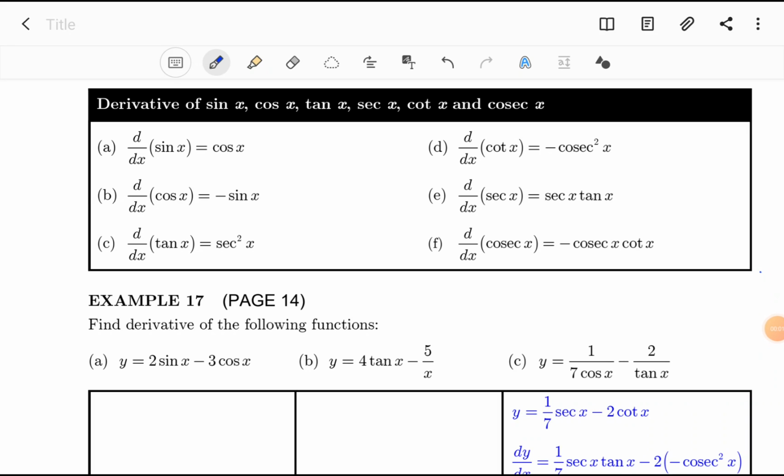The next part is derivative of Trigo functions. Firstly, we need to know that differentiate sin x is cos x, differentiate cos x is negative sin x, differentiate tangent x is sec square x, differentiate cot x is negative cosec square x, differentiate sec x is sec x tangent x, and differentiate cosec x is negative cosec x cot x.